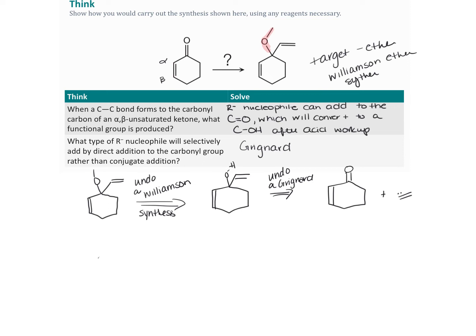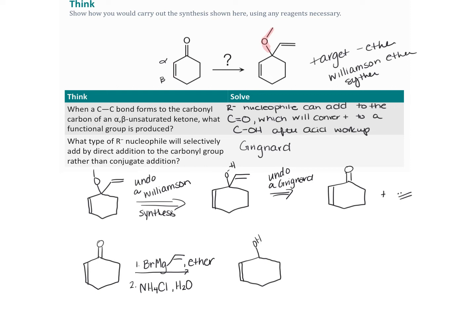And so now we need to write this in the forward direction, thinking about all of our reagents. So when we write this in the forward direction, right? And then we're going to use an ether. And H2O. That gives us that product.